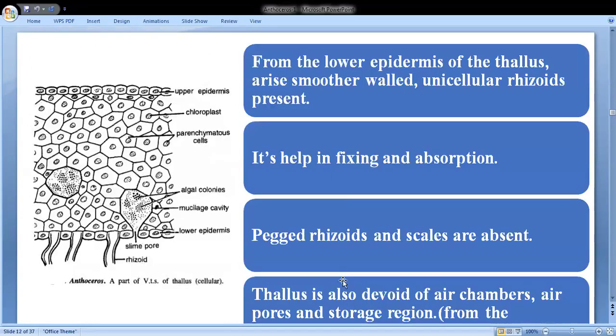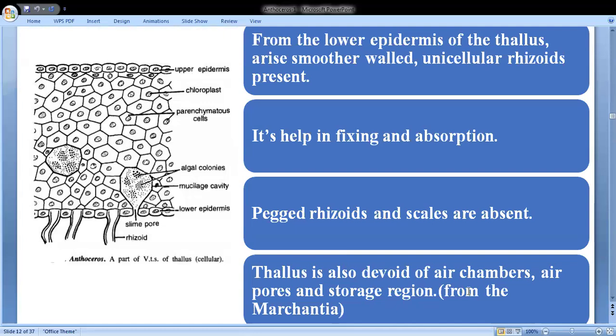From the lower epidermis of the thallus arise smooth-walled unicellular rhizoids. It helps in fixing and absorption. So pegged rhizoids and scales are absent. Thallus is also divided into air chambers, air pores, and storage region.